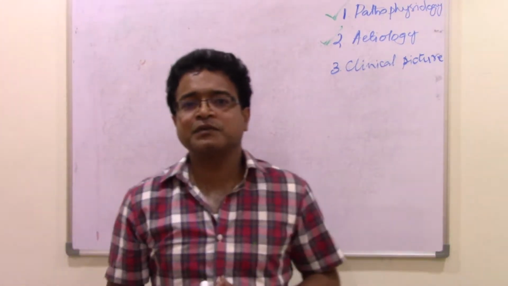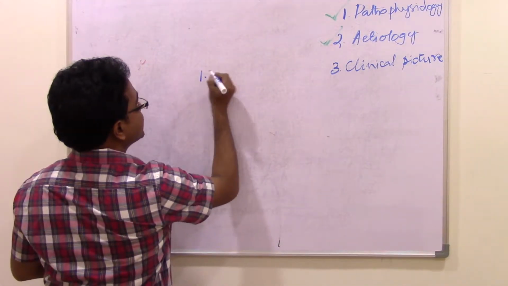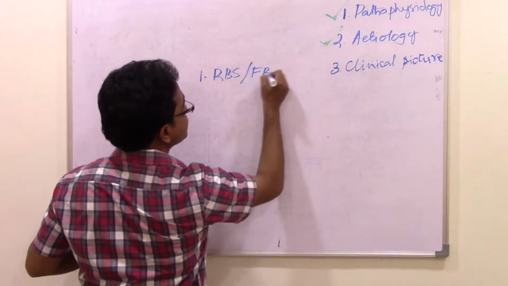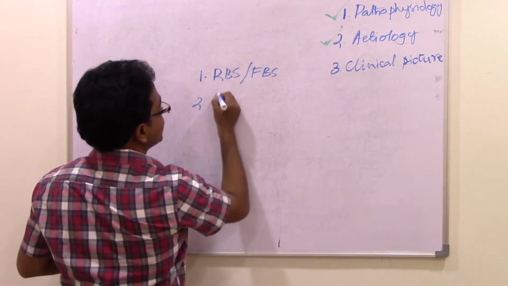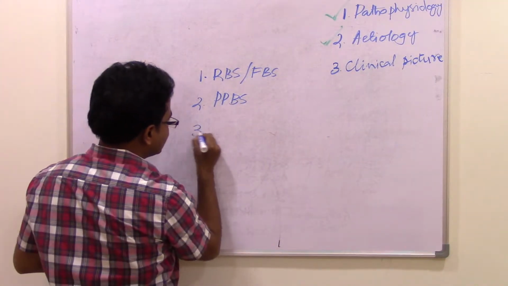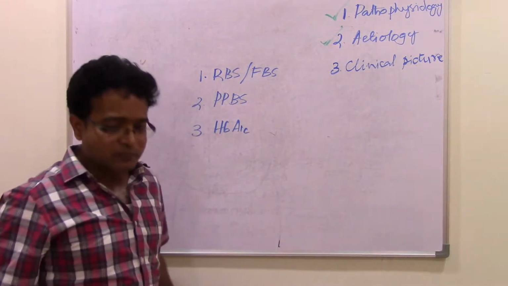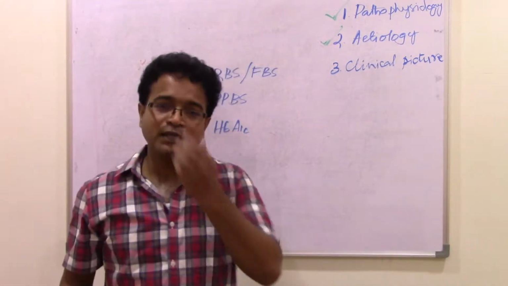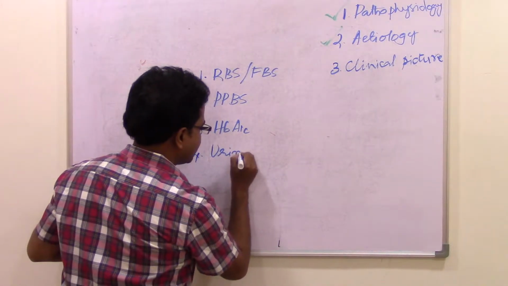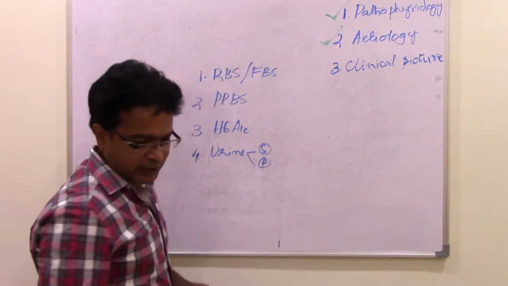We all know that if somebody is diabetic, we check three things basically. One is random blood sugar or fasting blood sugar, and the second one is postprandial blood sugar, that is after meals, and now everyone is doing HbA1c. Okay, and there is urine sugar, and of course you can go for urine sugar and urine albumin, urine sugar and urine protein.